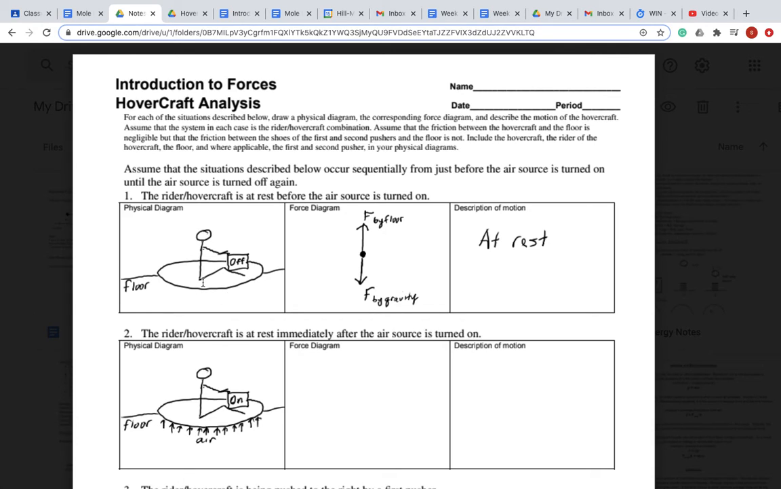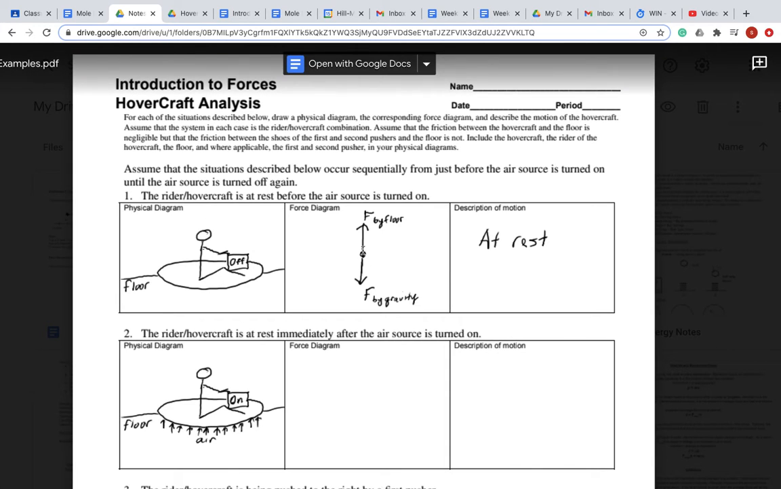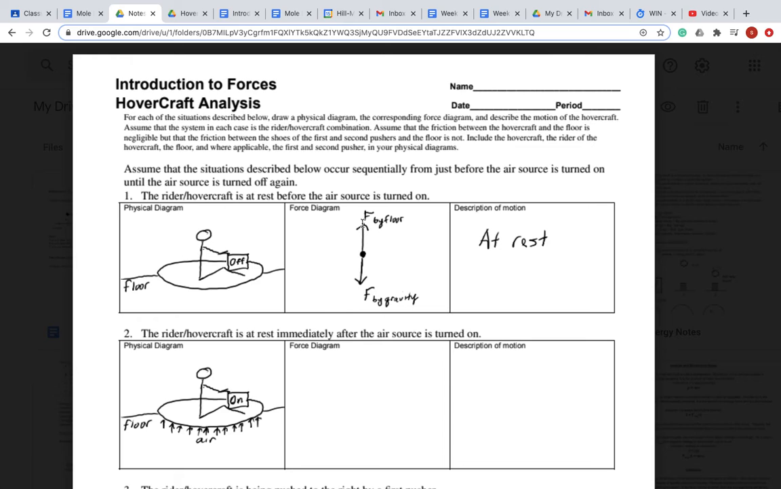And when the floor is below it, the only thing the floor can do is push up on the hovercraft. And so from my dot, I have an up arrow, and I just put an F for force, and I put by floor. So now I know that I have a force going up by the floor.